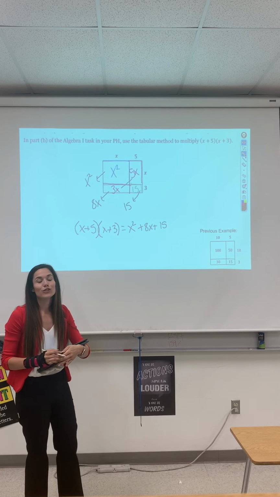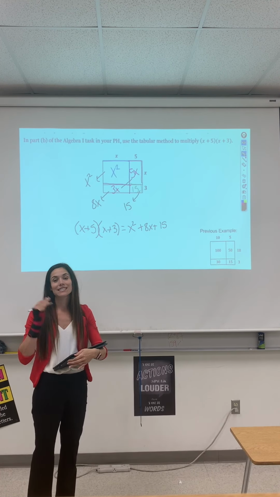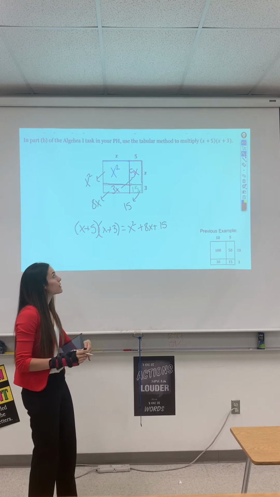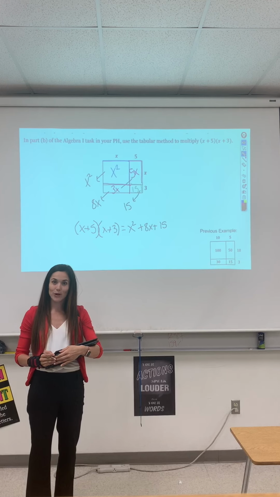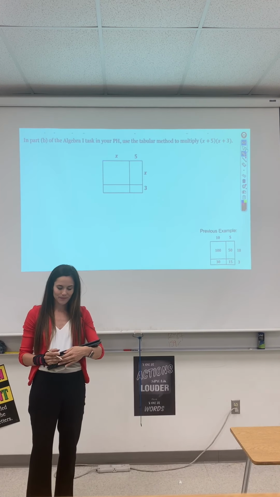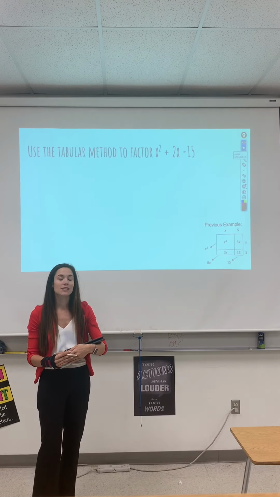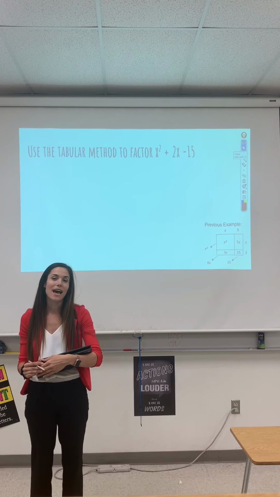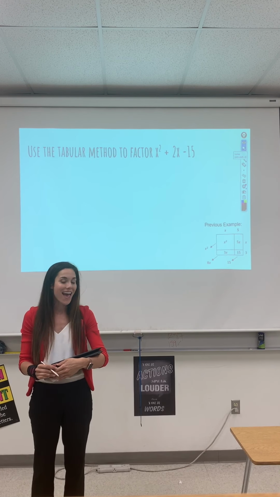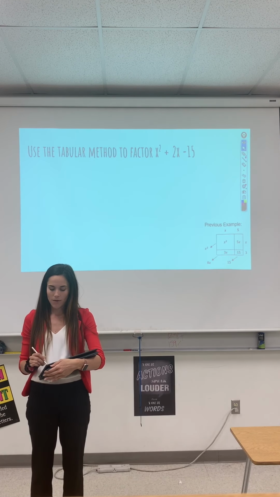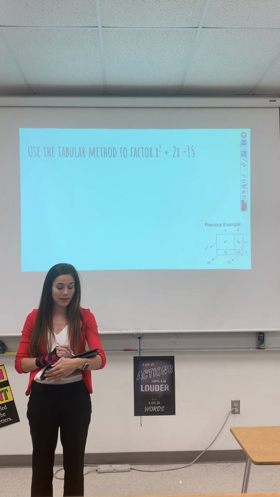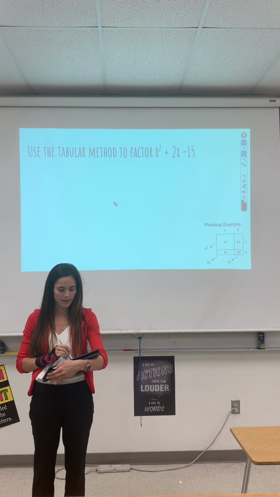Now, when our students move on to Algebra 2, we take it a step further. Rather than multiplying our length and width, we're actually going to go backwards and find the factors. So in this next example, we're going to use the tabular method to factor x squared plus 2x minus 15. Remember, our tabular method is set up like a rectangular array. We're just using a different name now.